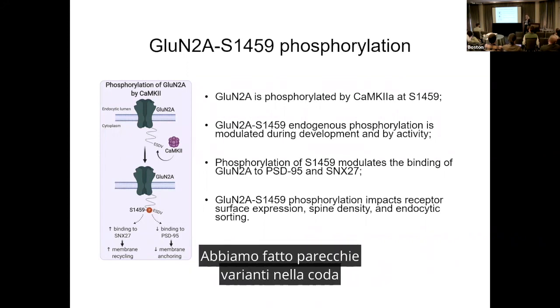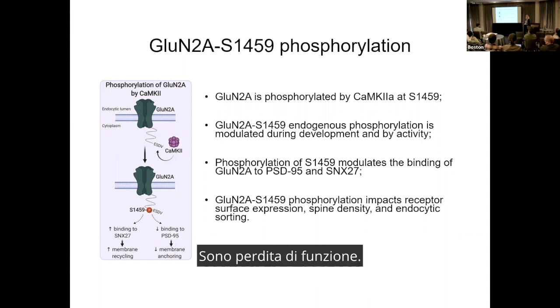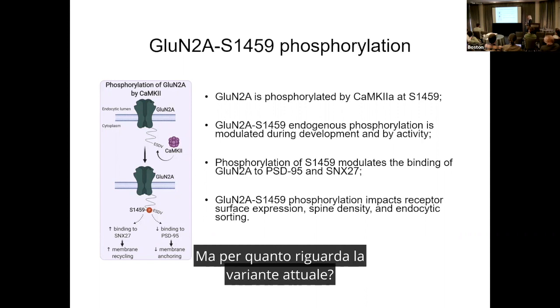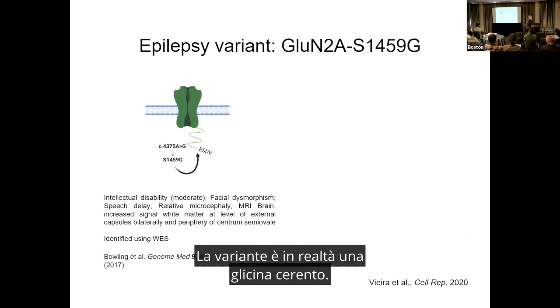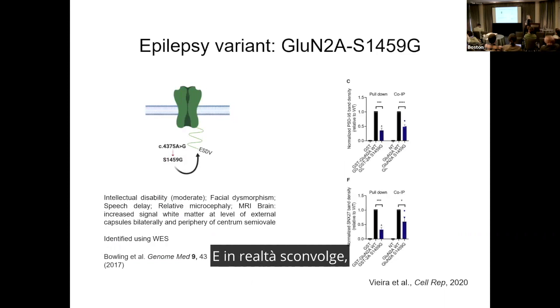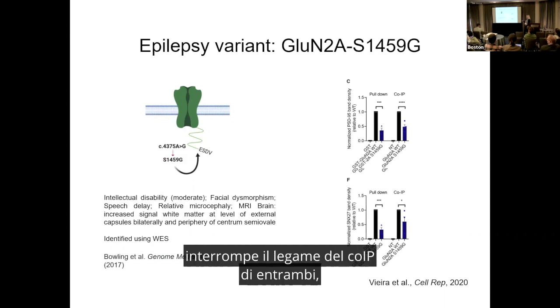We've done quite a few variants in the tail. The next story is an exception. In general, these variants, if they have a phenotype, they're loss of function. They tend to have less of the synapse, less of the surface, fewer spines. But what about the actual variant? The variant is a serine to glycine, and it disrupts, these are just the graphs to show, the co-IP binding of both sorting nexin and PSD95.